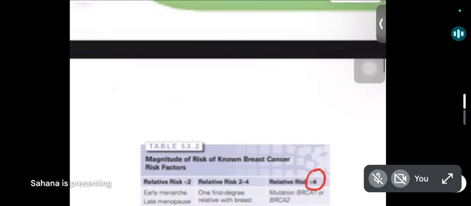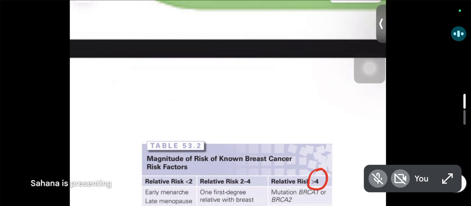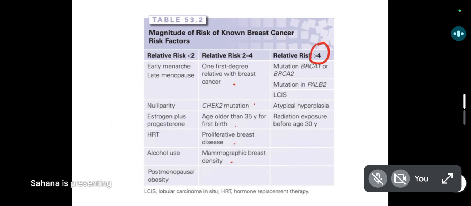So this picture I've taken from DeVita, where relative risk less than 2 is associated with hormonal changes, that is early menarche, late menopause, nulliparity, estrogen plus progesterone supplement, HRT, alcohol use, and postmenopausal obesity. Then proven genetic association or genetic syndrome family, that is one first-degree relative with breast cancer, CHEK2 mutation, first childbirth older than 35 years, proliferative breast disease, and dense breast. They have a relative risk of 2 to 4 of breast cancer in lifetime. More than 4 is associated with BRCA1 and 2, PALB2, LCIS, atypical hyperplasia, and radiation exposure before 30 years.